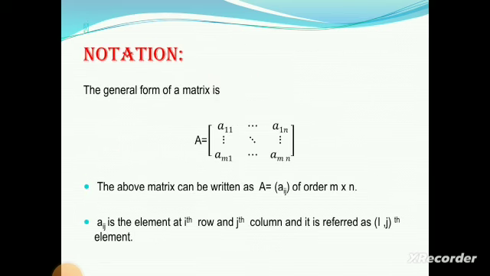The general form of the matrix is given in the following closed bracket. Here we have m rows and n columns. So the values of the matrix start from a11 to a1n and continue up to the m-th row, am1 to amn. So the above matrix can be written as capital A equals aij, of order m cross n, since the matrix has m rows and n columns. Here aij is the element at the ith row and jth column, and it is referred to as the (i, j)th element.